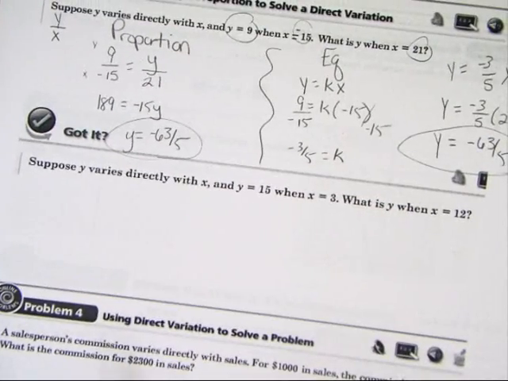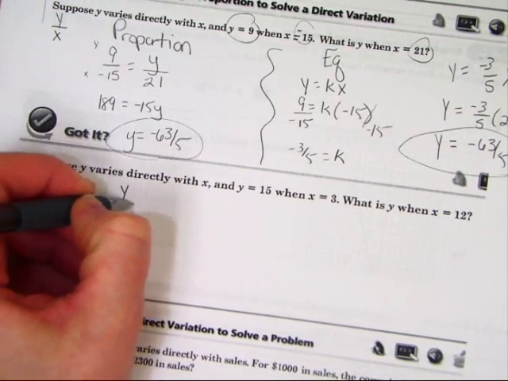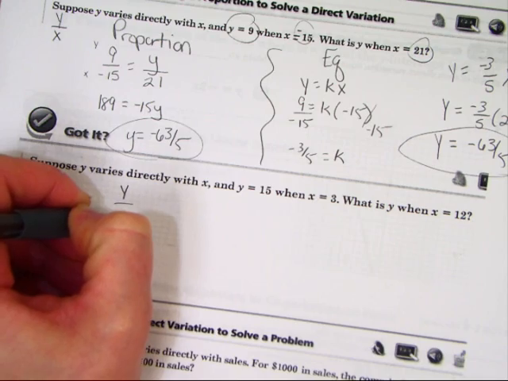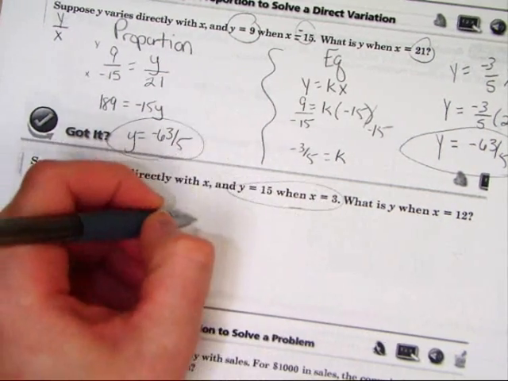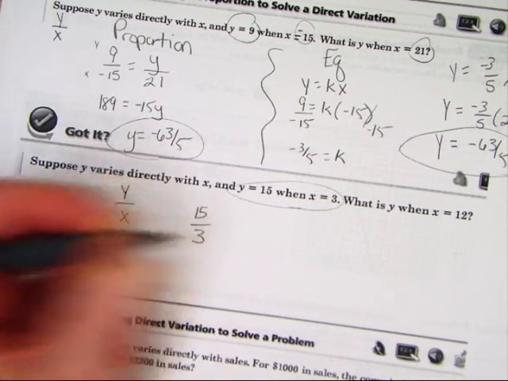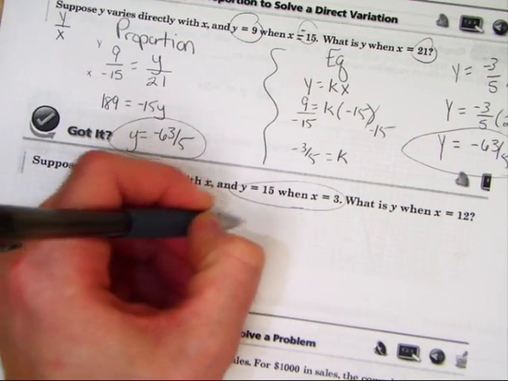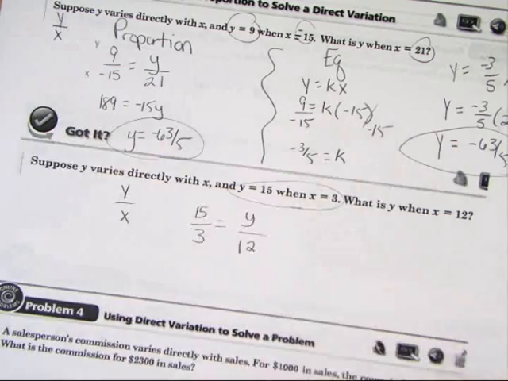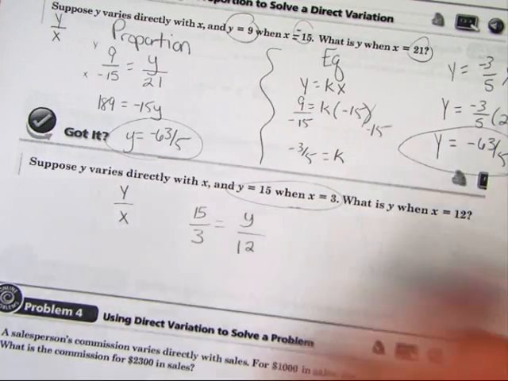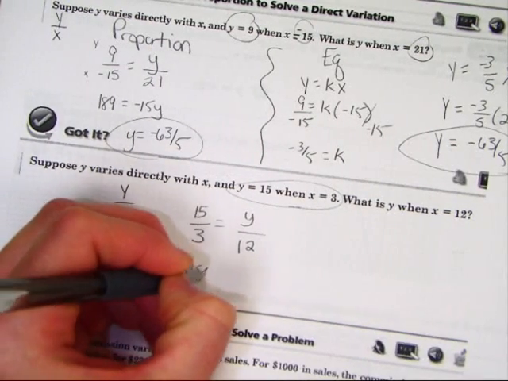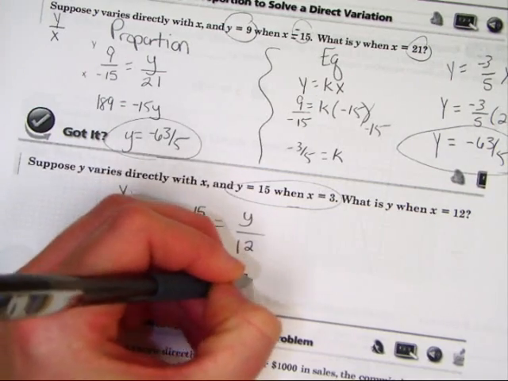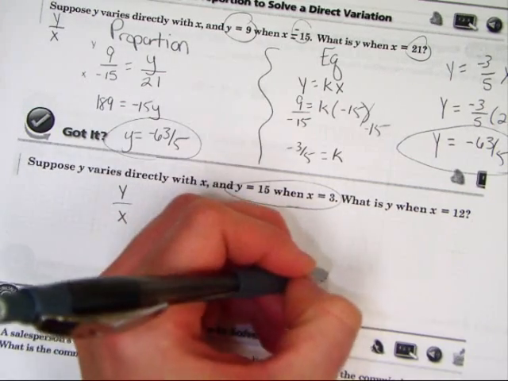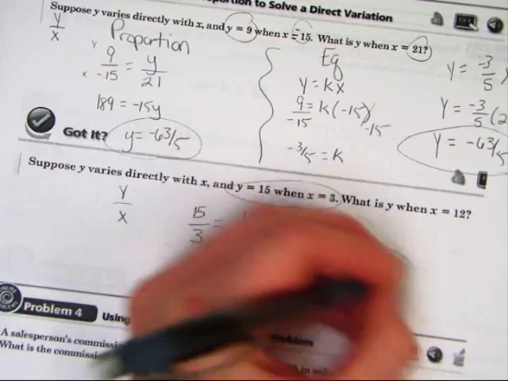So let's say that you like the proportion way. Remember, you take all the y's and you put them over the x. So we're given that y is 15 and x is 3. So we do 15 over 3. They want to know what is y if x is 12. So you put y over 12. You cross multiply, and 15 times 12 is 180. And 180 will equal 3 times y, or 3y. You divide and you get y equals 60.